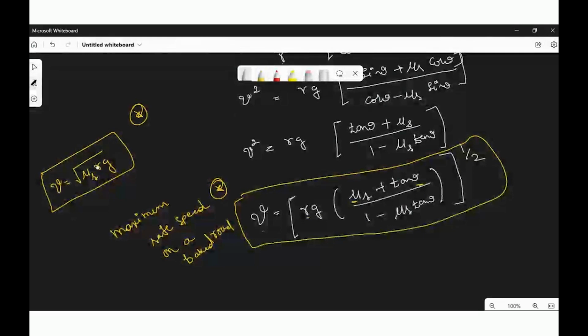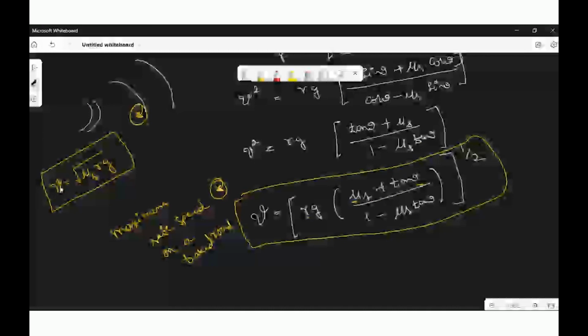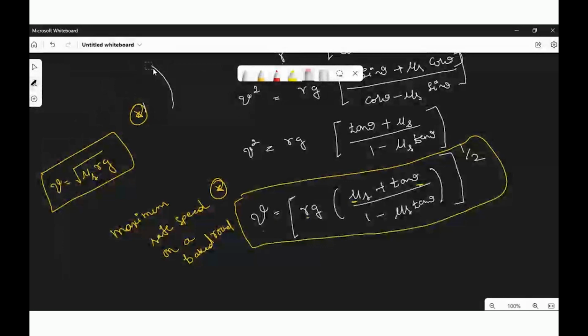See, if you can increase the radius of turning, instead of having a sharp turning, if you somewhat increase the radius, you can even improve the speed. But that is practically not possible in all situations, having roads of larger radius. So that's why we go for a practically feasible solution, that is banking the road. Any doubt?